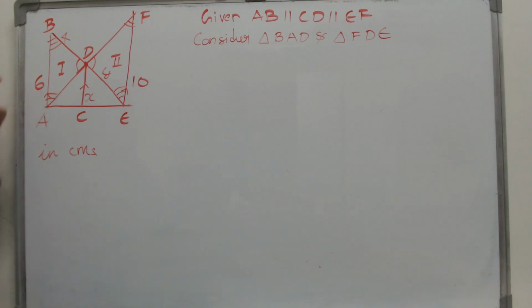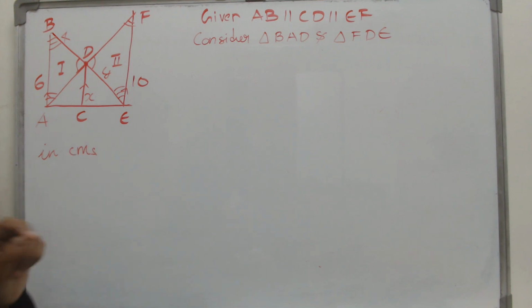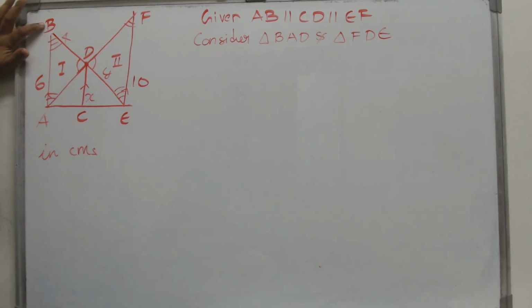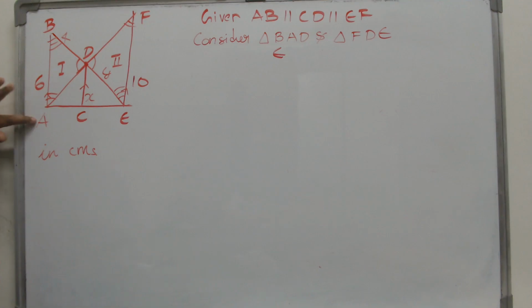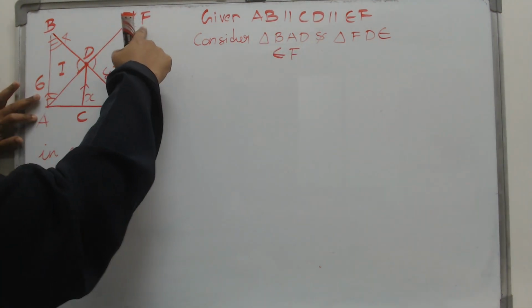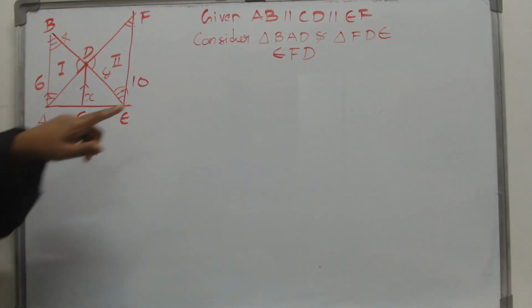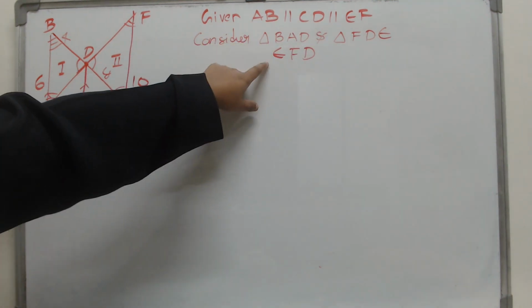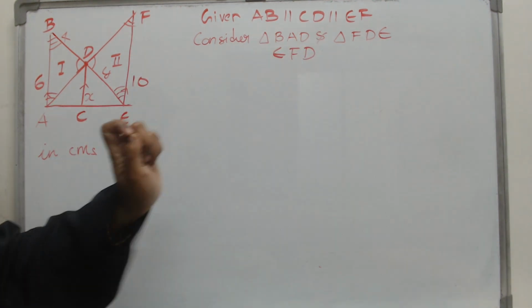But remember, when you write the name of the similar triangles, make sure you get the order right. The place where you see B, there you should write E. Where you see A, write F there, because that is the equal angle. Where you see D, write D here. So the similar triangles are BAD and EFD, not FDE.